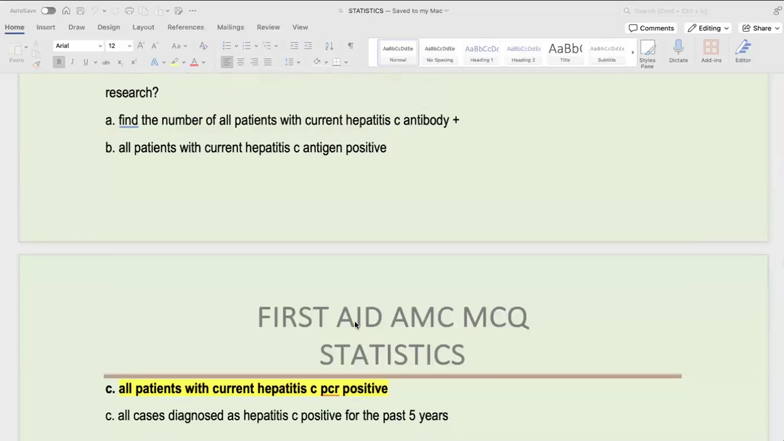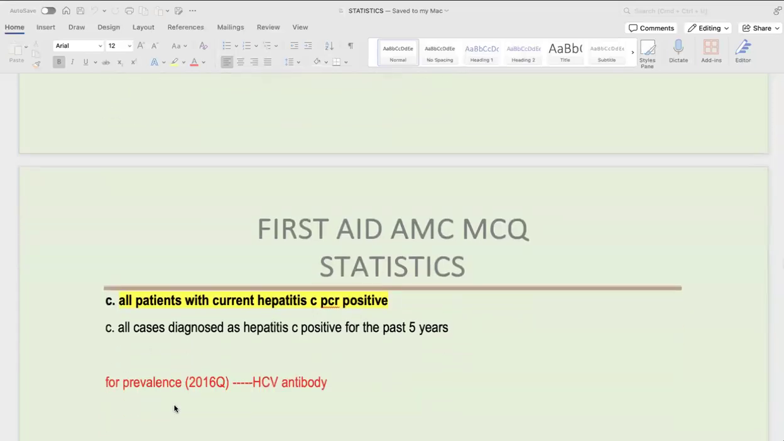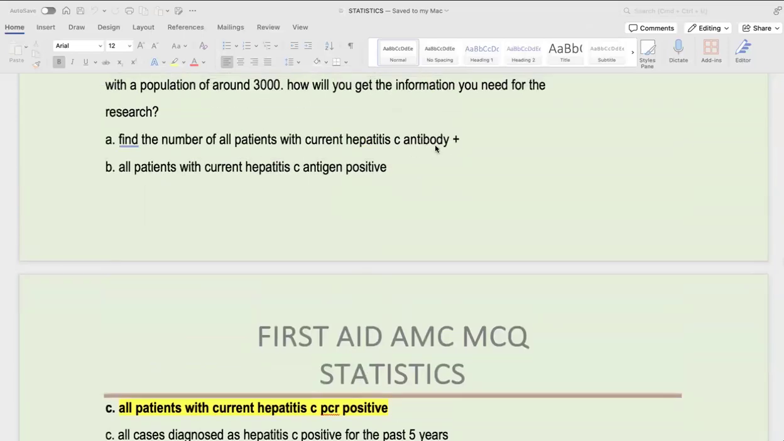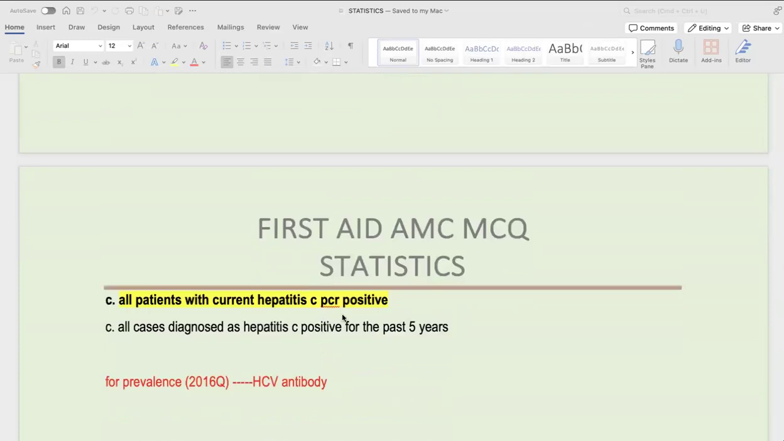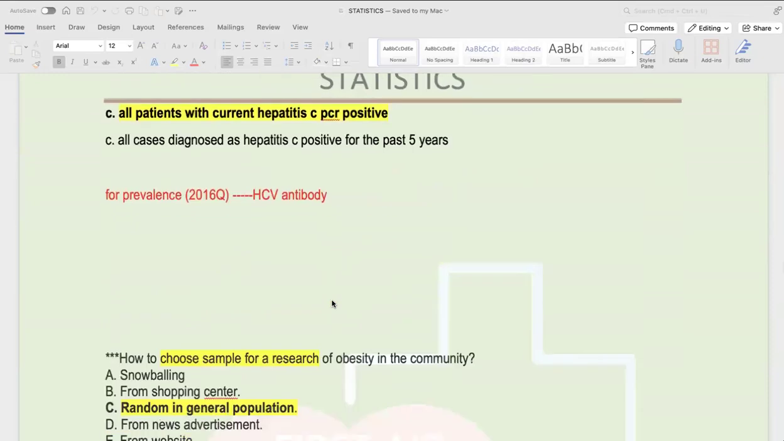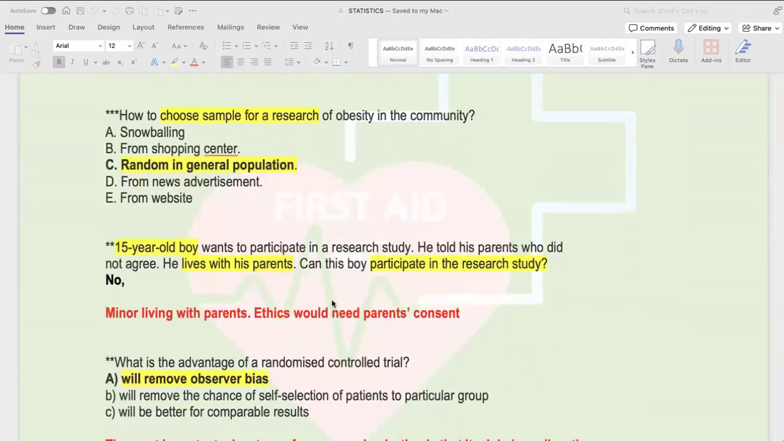Okay? If they ask about prevalence, you can find out things like the antibody level, because then you would know how much disease people have. So antibody plus hep C PCR. But for incidence, the only thing we really need to find out is the number of people who are hep C PCR positive.